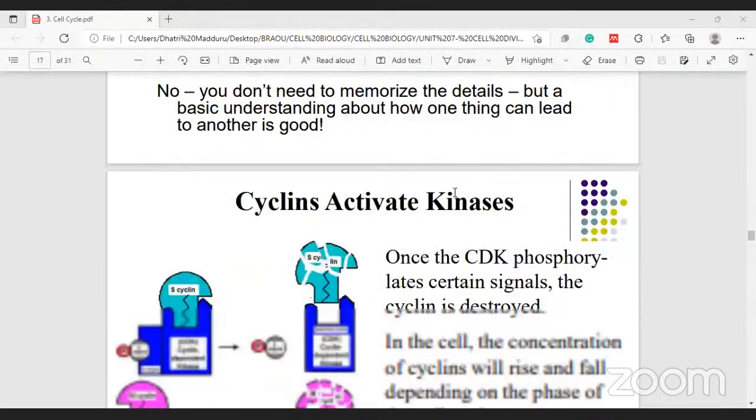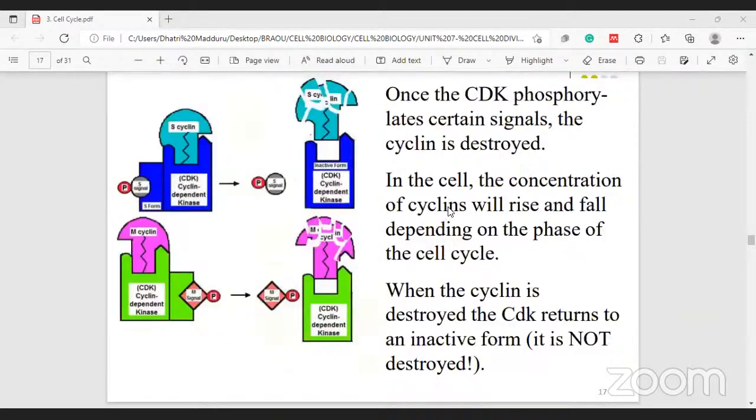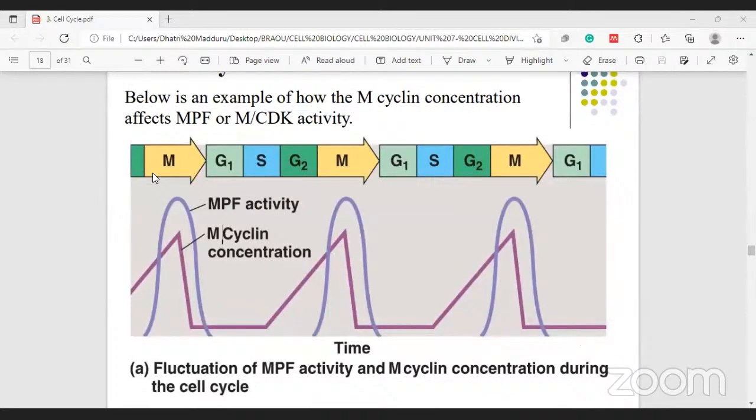Once the CDK phosphorylation gives certain signals, then the cyclin will get destroyed. Cyclins will rise and fall based on the signal. So this is how M cyclin concentration will change. Here you can see in G1 and G2 you don't see any activity of MPF or M cyclin. Only during M phase does it rise.